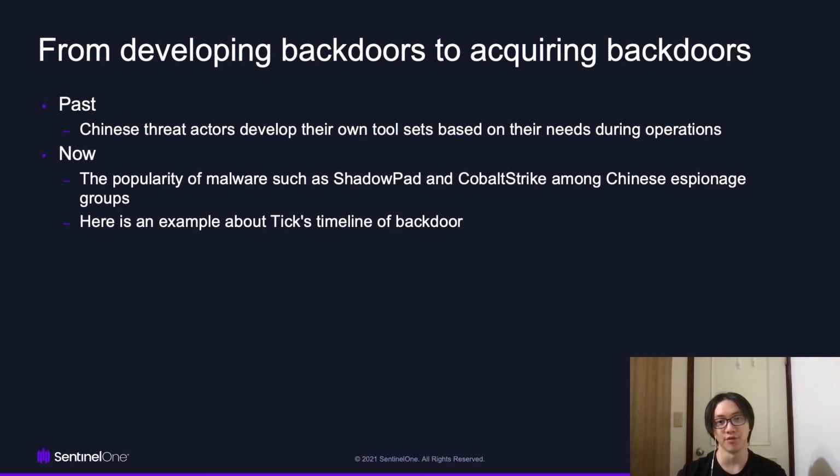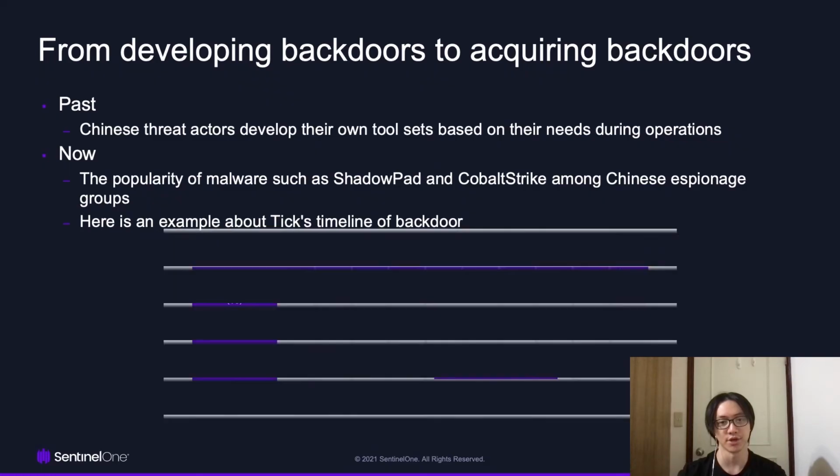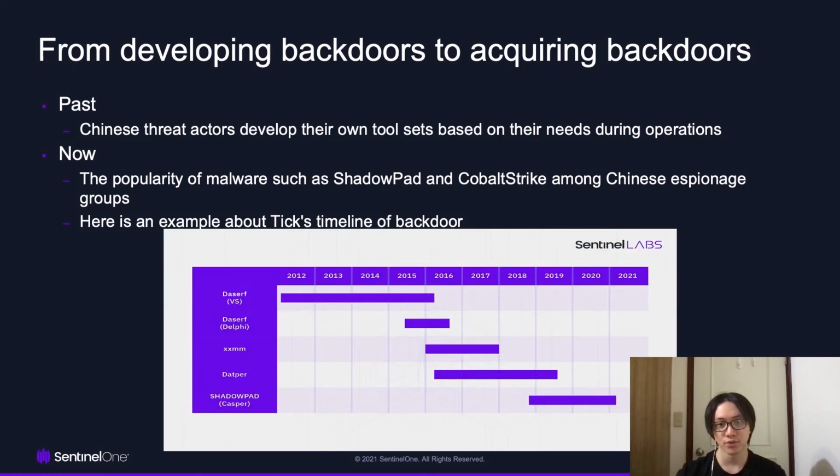It was one of the most active users of ShadowPad, according to our research. Prior to this, Tick was documented to be using self-developed backdoors, including Daserf, xxmm, and Datper. There is a notable change we discovered during the monitoring of the threat group, and we drew this change into a timeline table here. According to the timeline, we could see this actor stopped the use of their self-developed backdoors and started using a backdoor they bought, and named this backdoor Casper. This backdoor Casper is ShadowPad.